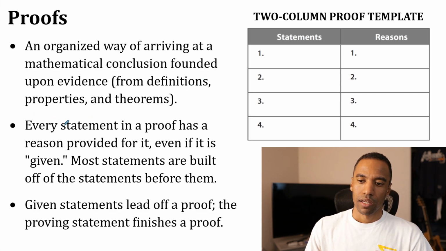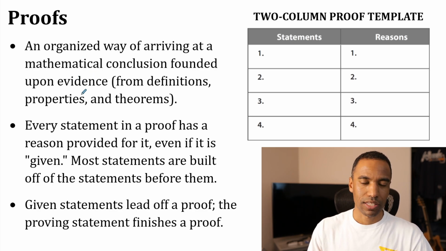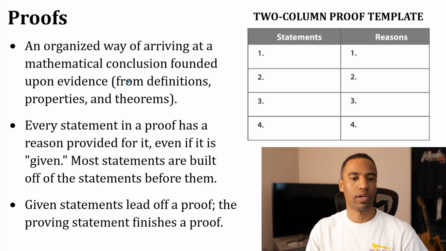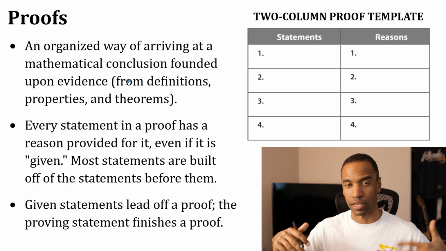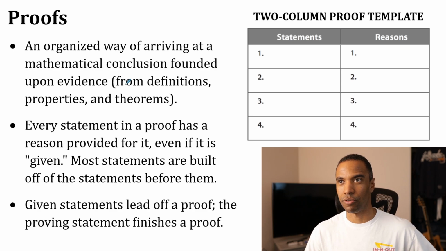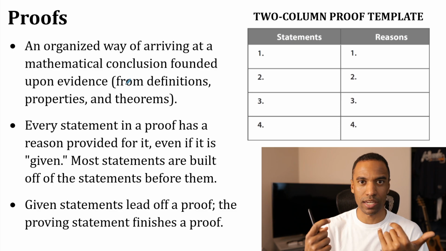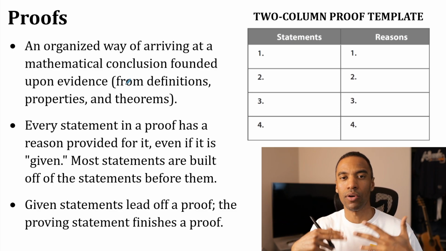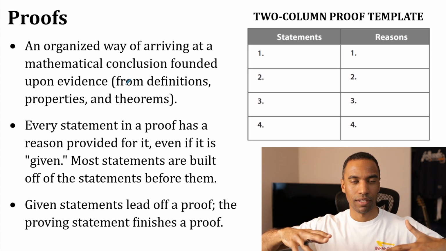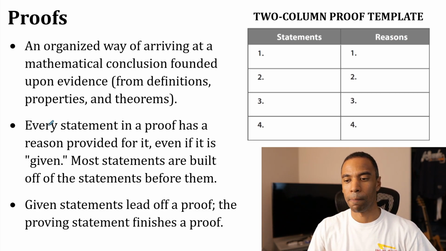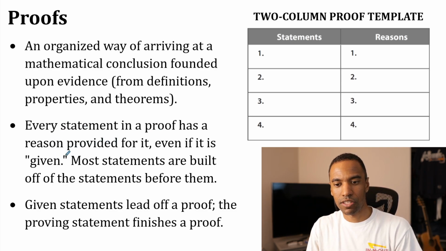Okay. This is kind of like being in court, and you're trying to convict somebody of a crime. Let's say it's murder. You can't just say, he killed her. You have to have the DNA and the blood and the weapon and maybe the confession and the video evidence and witnesses and motive. There are going to be things that you're going to build up a case for, and then you're going to arrive at your conclusion. So every statement in a proof has a reason behind it, even if it is given.